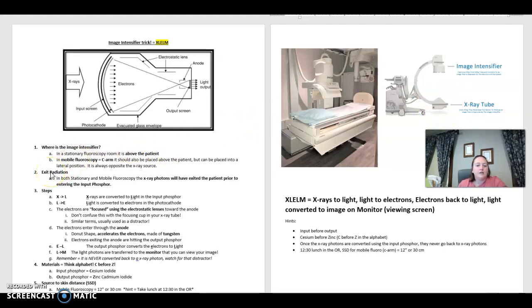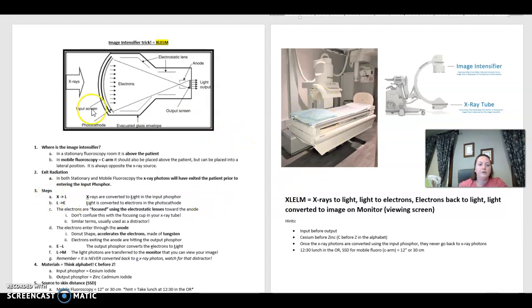And it's important to remember that the image intensifier is going to convert the exit radiation. So it is not the primary beam coming through, because the X-ray source is underneath the patient. It travels through the patient, hits the image intensifier. And I'll come back to why that's important to remember and to help you on your tests with all the questions, okay?